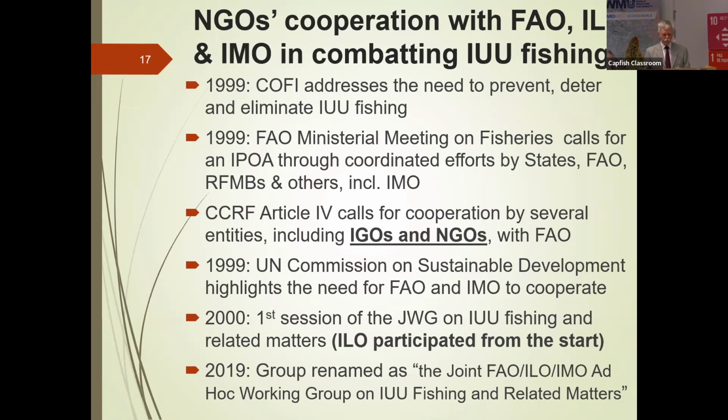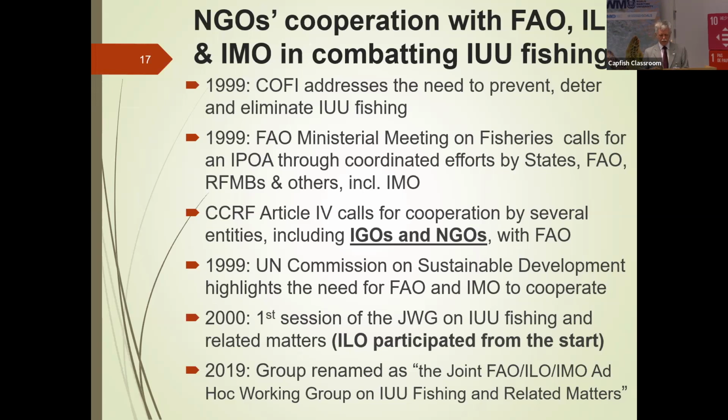The UN Commission on Sustainable Development, which also met in 1999, highlighted the issue of flag and port state responsibilities and the need for FAO and IMO to cooperate on solving problems related to IUU fishing. Accordingly, FAO presented a paper to the IMO Maritime Safety Committee suggesting draft terms of reference for an ad hoc working group. The first session of the joint FAO-IMO ad hoc working group on IUU fishing and related matters was held in Rome in October 2000.